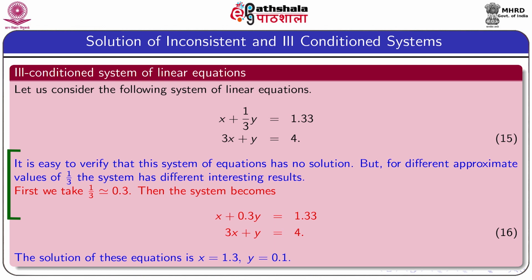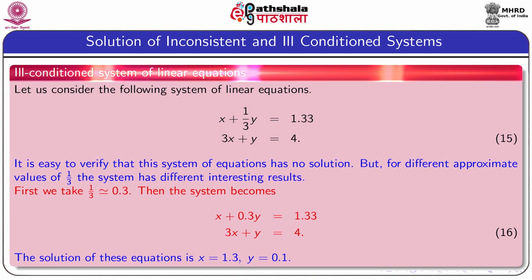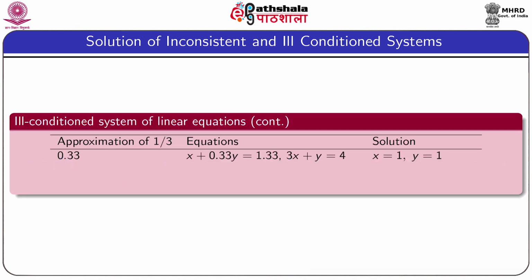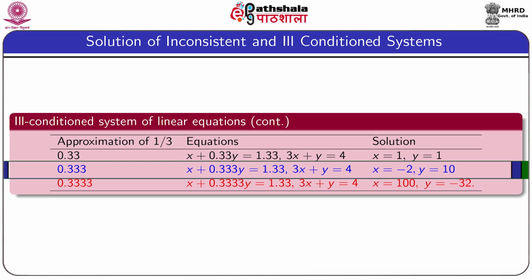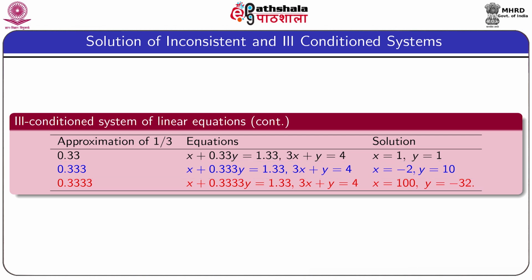First we consider 1/3 approximately equal to 0.3, then the system becomes x plus 0.3y equal to 1.33, and the second equation remains unchanged, 3x plus y equal to 4. The solution of this system of equations is x equal to 1.3, y equal to 0.1. But if we approximate 1/3 as 0.33, then the first equation reduces to x plus 0.33y equal to 1.33, and the second equation remains unchanged. The solution of this system is x equal to 1, y equal to 1. In the next case, if we approximate 1/3 as 0.333, then the first equation changes to x plus 0.333y equal to 1.33, the second equation is unchanged, and the solution is x equal to -2, y equal to 10.